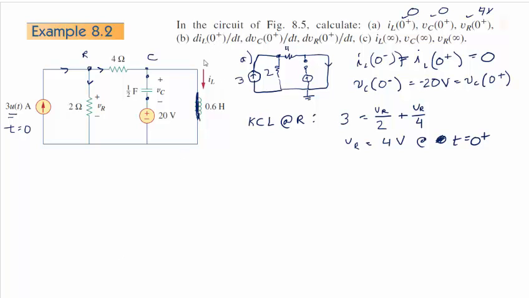Now we need to find these rates of change over here, part B. And we know our rules: voltage in an inductor equals L dI_L/dt, and current in the capacitor equals C dV/dt. So these are the things that we know. So let's look at this one first.